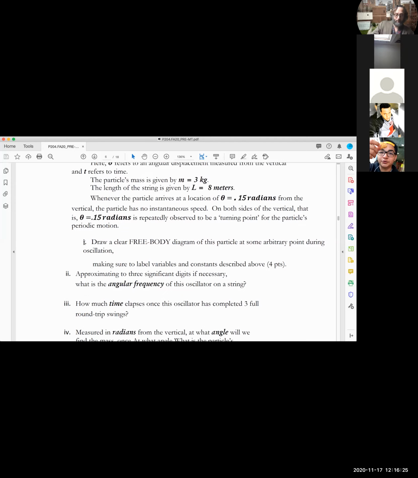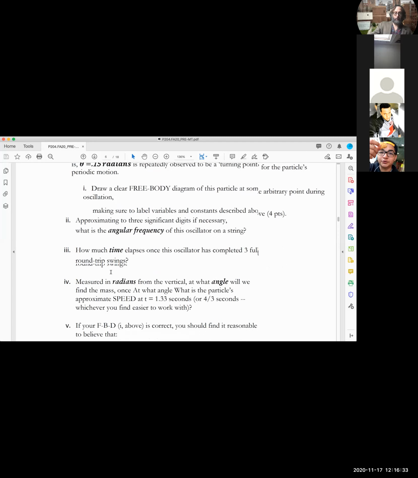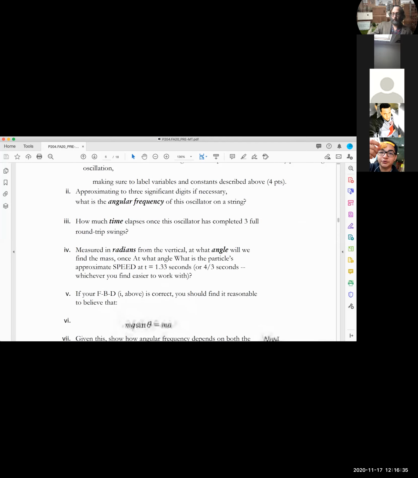So we did the free body diagram. And then last time, I believe, and I can go over this again if anybody needs, we did do Roman numeral 2 and Roman numeral 3. So we got the omega and the capital T from the differential equation. But now we're doing a pivot. We're doing a left turn.